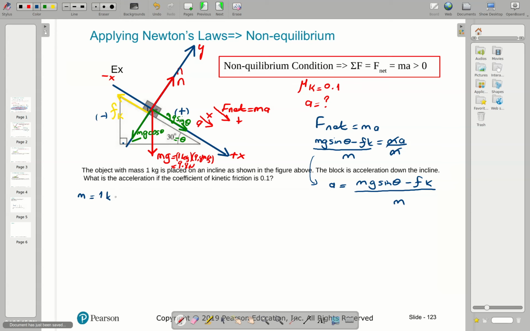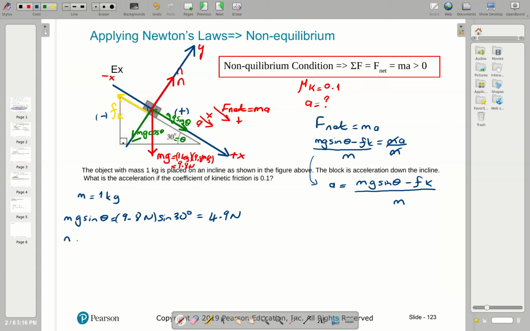I know that. I'm going to find mg sine theta, and that's equal to 9.8 Newton. That's my mg, calculated up here, times sine 30. And that should be 4.9 Newton. We already calculated that in the previous question, or you can go ahead and calculate it.